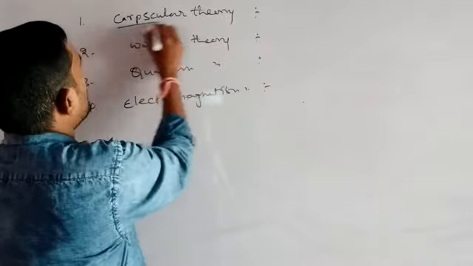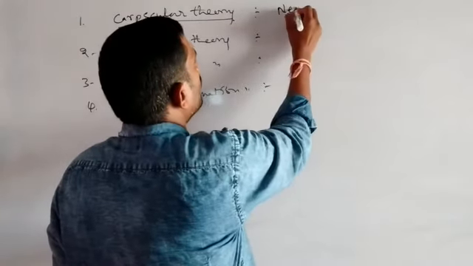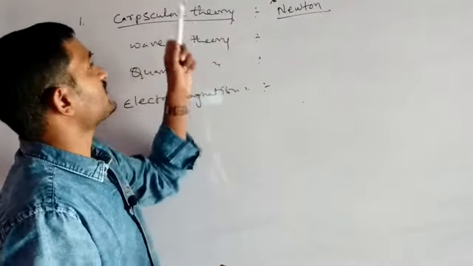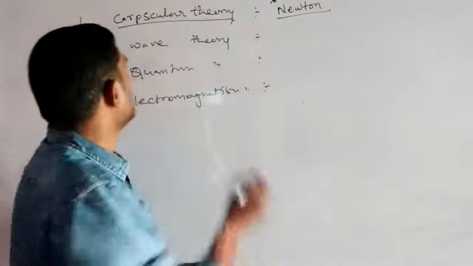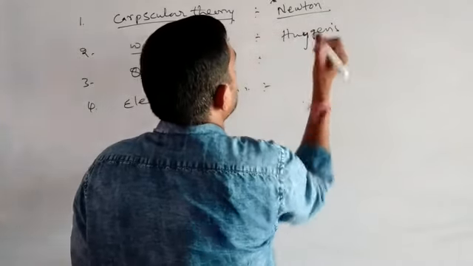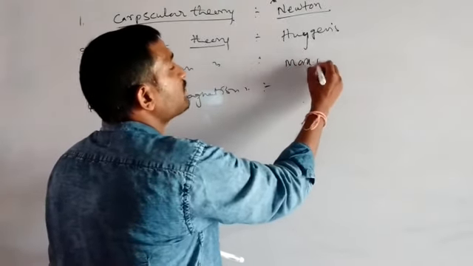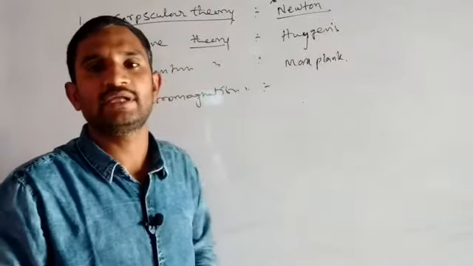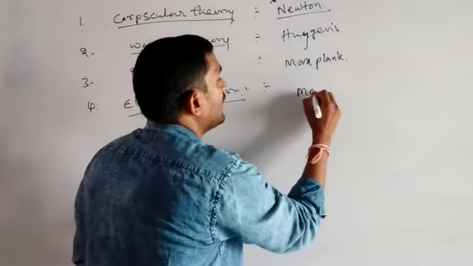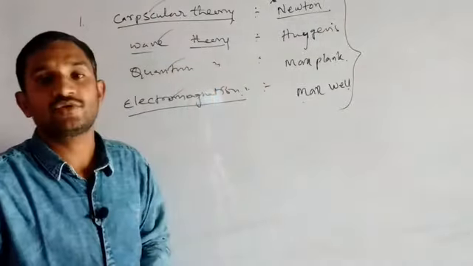First, the light corpuscular theory was proposed by Newton. Who proposed this one? Most important, it is also a previous question. Yes, the light corpuscular theory was proposed by Newton. The light wave theory was proposed by Huygens. The quantum theory was proposed by Max Planck. The light electromagnetic theory was proposed by Maxwell. These four scientists proposed different kinds of theories. That also we have to remember.